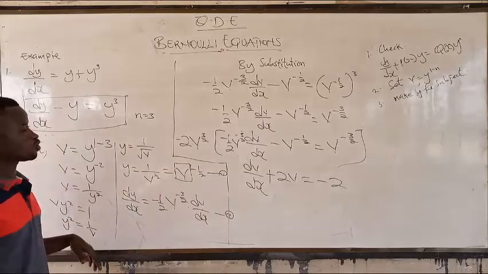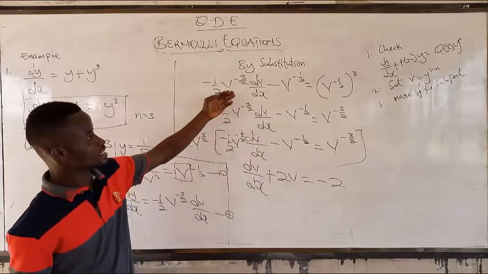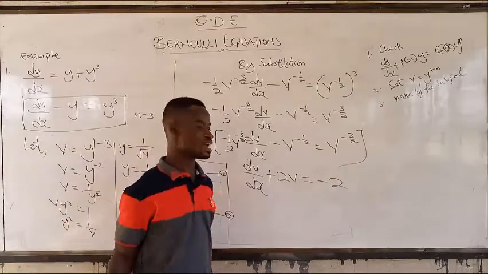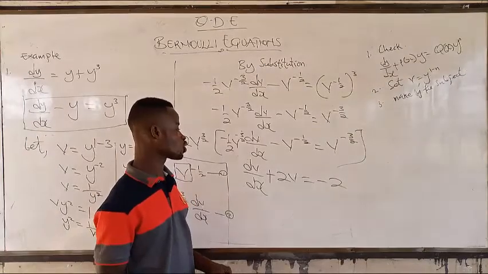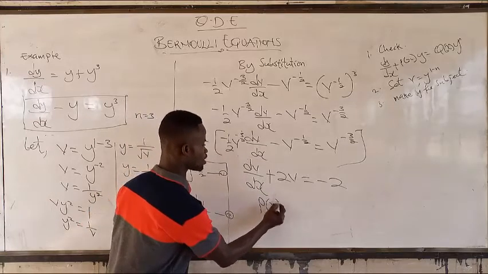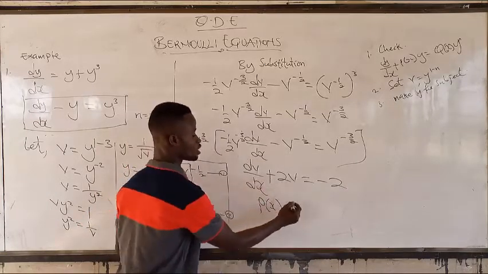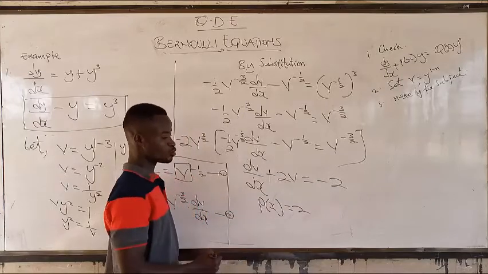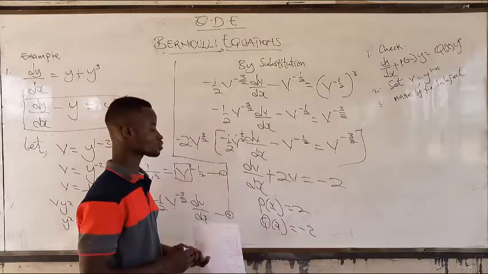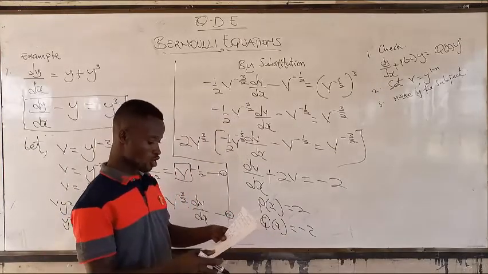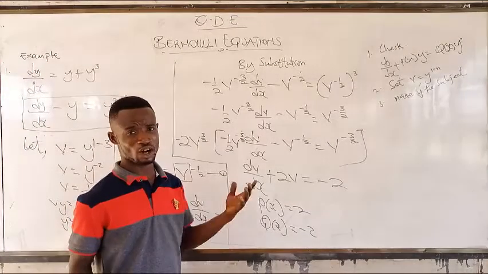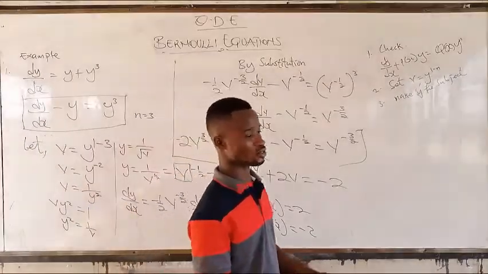What we have now is different from what is here, or what is here. What we have now is a linear differential equation, because we can identify our P of S. The function now is V. So we can identify our P of S to be 2, then our Q of S to be negative 2. Very good. So with that, we can go and find the solution. Which one do you like, method 1 or method 2? Go by any one that you like.